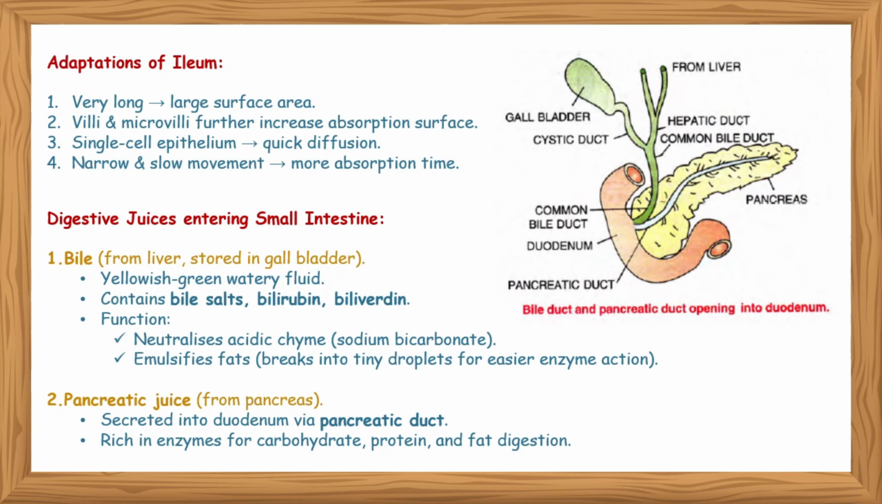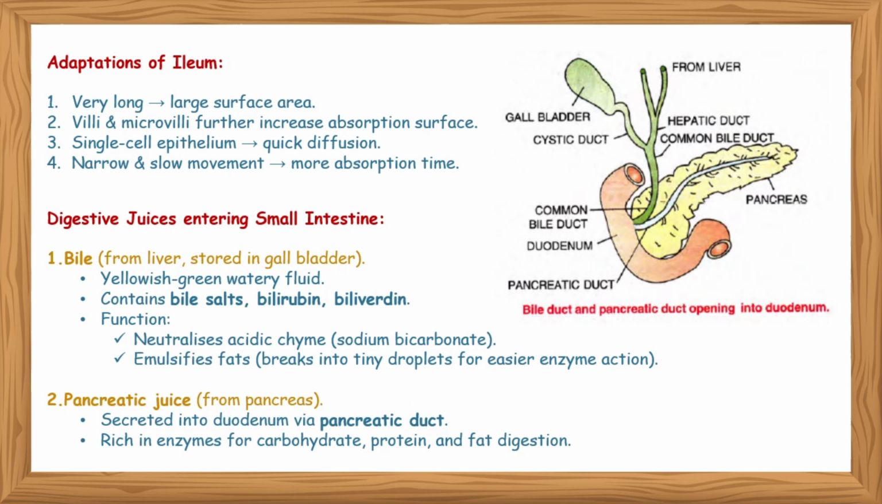Digestive juices entering the small intestine. Bile from the liver is stored in the gallbladder. It is a yellowish green watery fluid, containing bile salts, bilirubin and biliverdin. Its function is to neutralize acid chyme with sodium bicarbonate. It emulsifies fat, breaking it into tiny droplets for easier enzyme action.